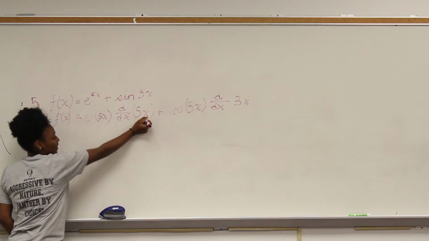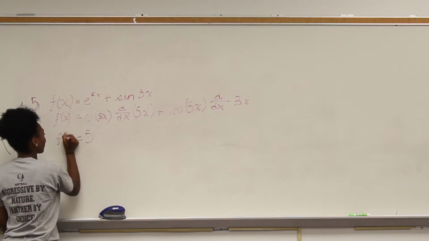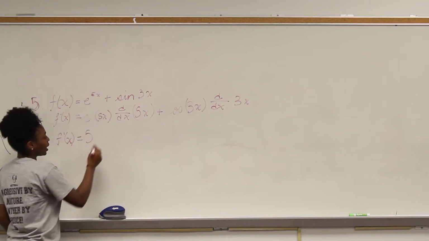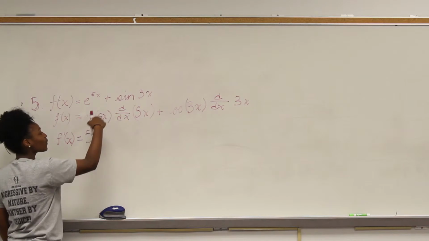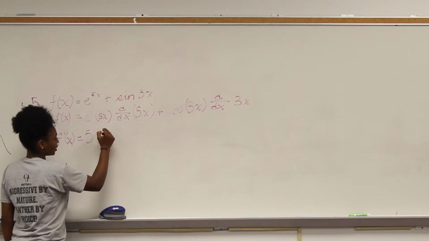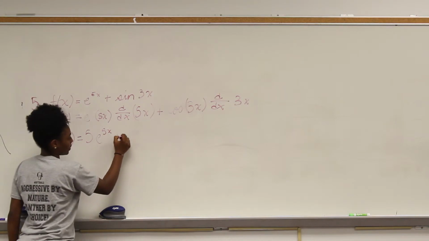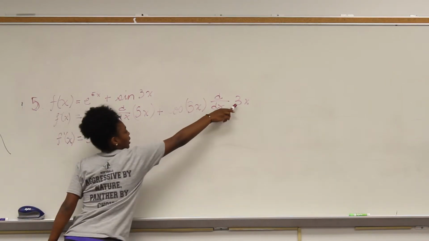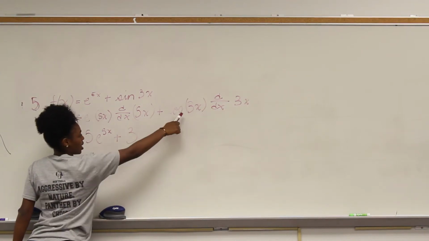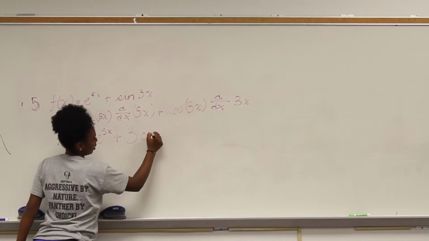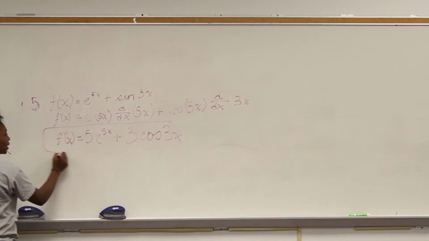So the derivative of 5x is 5. You're gonna bring that down right here, in front. And you're gonna keep e raised to the 5x. And plus, bring down the derivative of 3x, which is 3, and bring down this cosine 3x. And that's your answer.